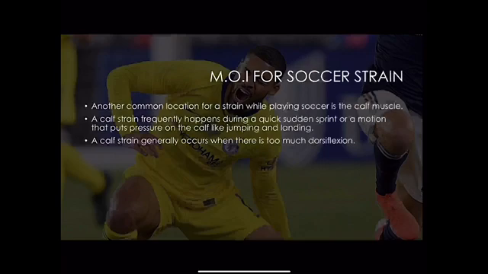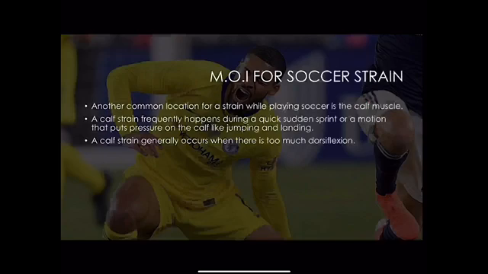Another common location for strain is the calf muscle and other muscles in the lower leg. And that's pretty obvious because of the location and how much pressure is put on the lower leg during sprinting motions and running, and also lateral movement. The calf strains frequently happen during quick sudden sprints or a motion that puts pressure on the calf. Another example would be jumping and landing.